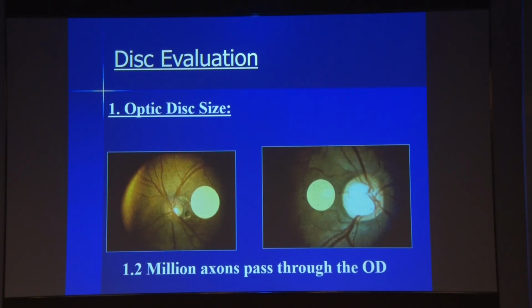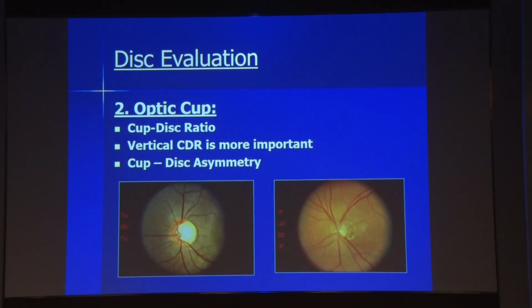The optic disc size. If you see the spot size of a direct ophthalmoscope, this is supposed to be a standard of about 1.5 millimeter diameter. Here you look at a small disc, whereas with the same spot size here, what you see is a large optic disc, and you know that 1.2 million axons pass through the neuroretinal rim. Next comes the optic cup.